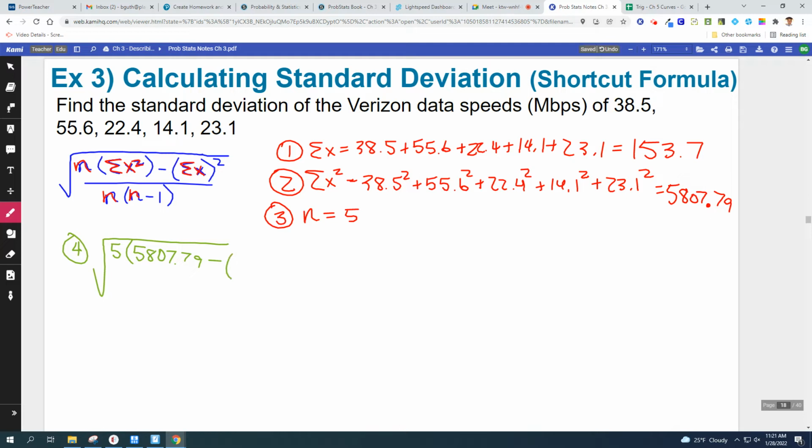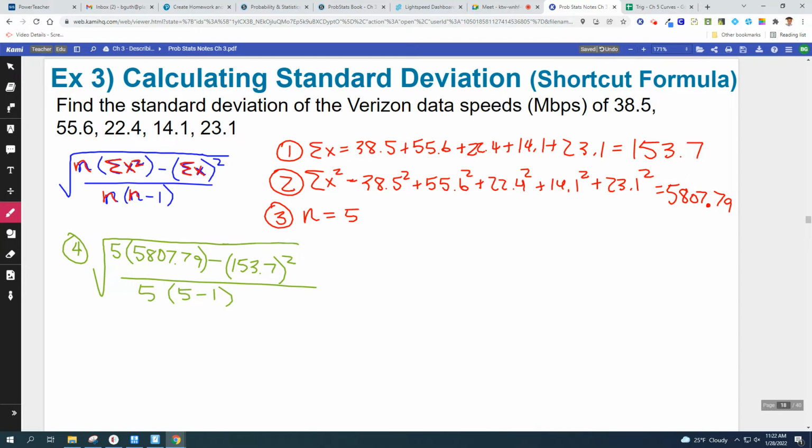And then I'm going to subtract sigma x was 153.7, but here's where I'm going to square it. Okay, so I could have done it earlier when I started to, but there's no point. We can just do it in this step and plug it in. Okay, close that parenthesis, sorry. And on the bottom, n was 5, so you're going to have 5 times 5 minus 1 right there.